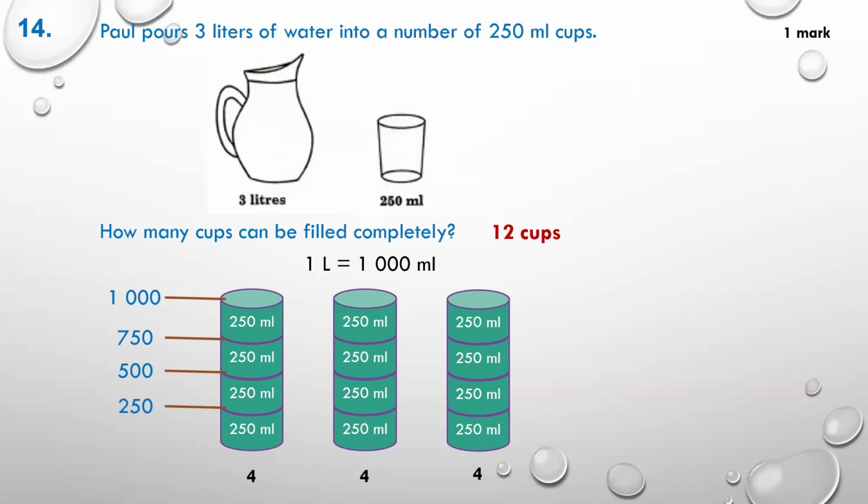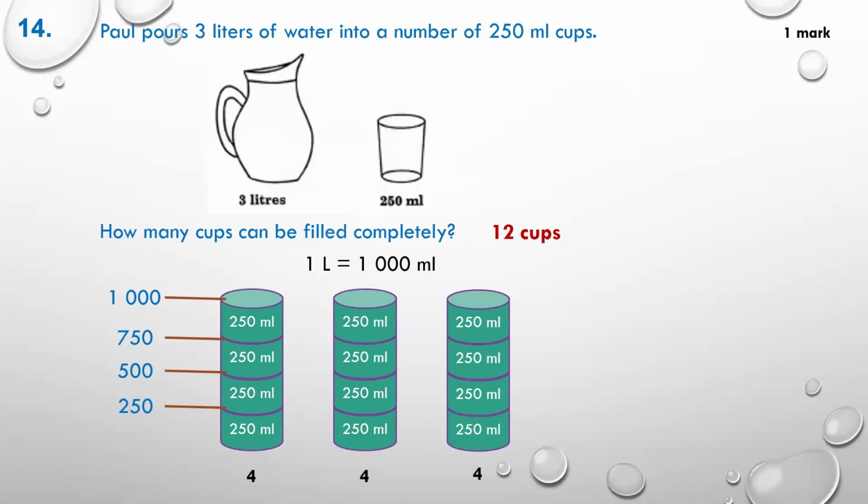Is there another way to do this? Well, we could think of it this way. Many teachers will encourage you to go and do some division. How many 250 mLs can we get in 3 liters? And that's fine, except they are two different units. So we can either change the 3 liters to 3,000 milliliters and say 3,000 divided by 250, so we're working in milliliters for both, or we can just work in liters.